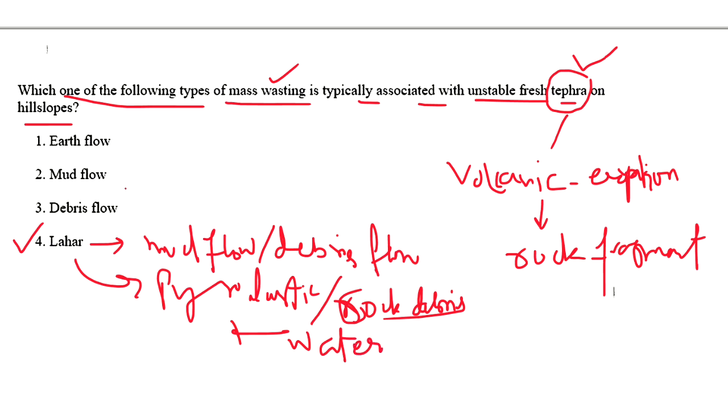Okay, in this way, if we know the meaning of the terms, only then can we answer directly. Otherwise we should know each term. All these terms are important, okay? All these terms are related to mass wasting. I will try to make one more video separately in which I will discuss all types of mass wasting, if possible. Okay.